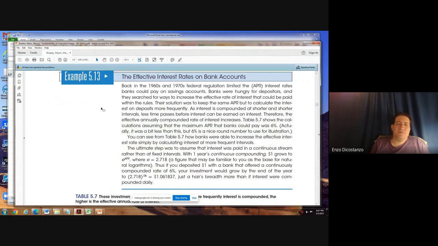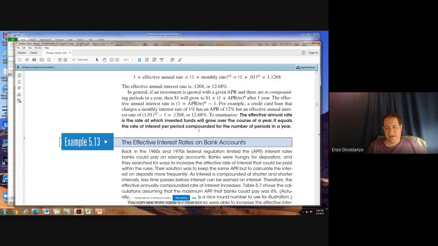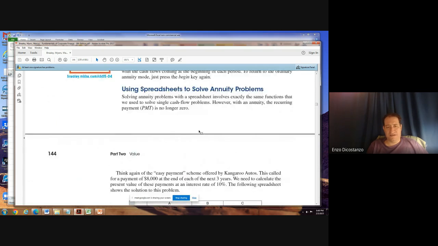It says back in the 60s and the 70s, federal regulation limited the APR banks could pay in savings accounts. Banks were hungry for depositors, and they searched for ways to increase the effective rate that could be paid within the rules. The solution was to keep the same APR, but to calculate the interest deposit more frequently. As interest compounded at shorter and shorter intervals, less time passed before interest could be earned. Therefore, the effective rate increased a bit. And so table 5.7 shows a calculation assuming the maximum APR was 6%. I think we looked at that already somewhere.